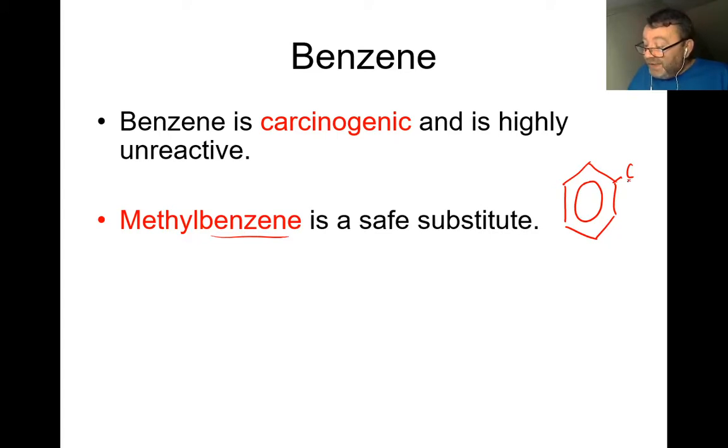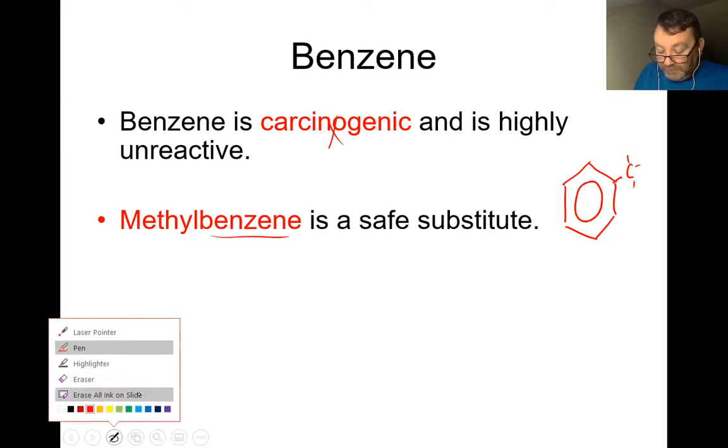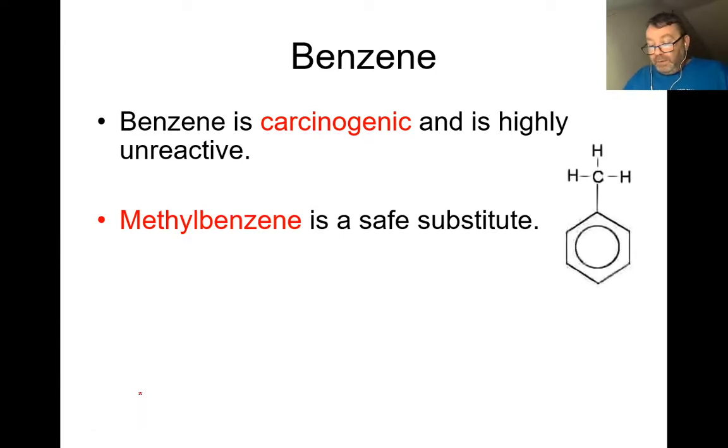And what happens is, even the addition of a methyl group removes the carcinogenic nature and makes it a very, very safe substitute to work with. And in fact, it's so safe, we have this methyl benzene in the lab. We're allowed to have it. We are not allowed to have benzene, but we are allowed to have methyl benzene. And it's the difference between the CH3 being attached to the benzene ring that somehow tames the molecule from being something very carcinogenic into something that is quite less dangerous.